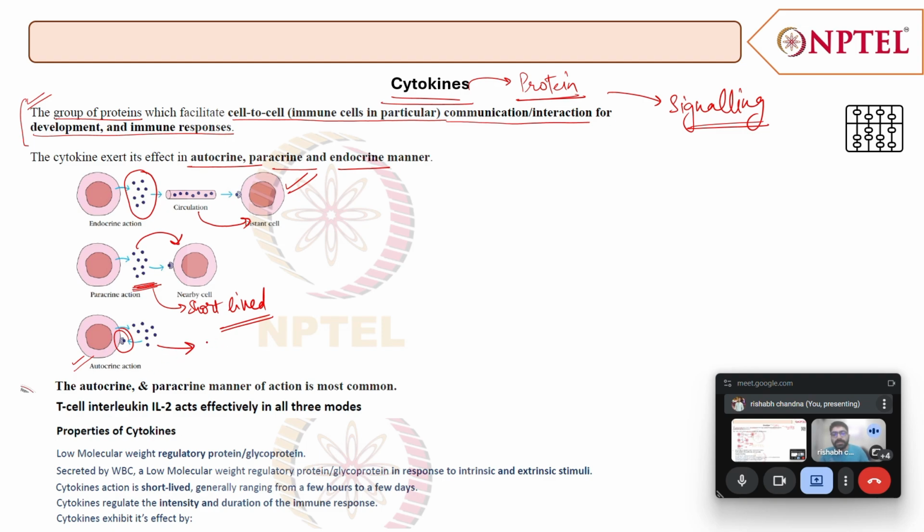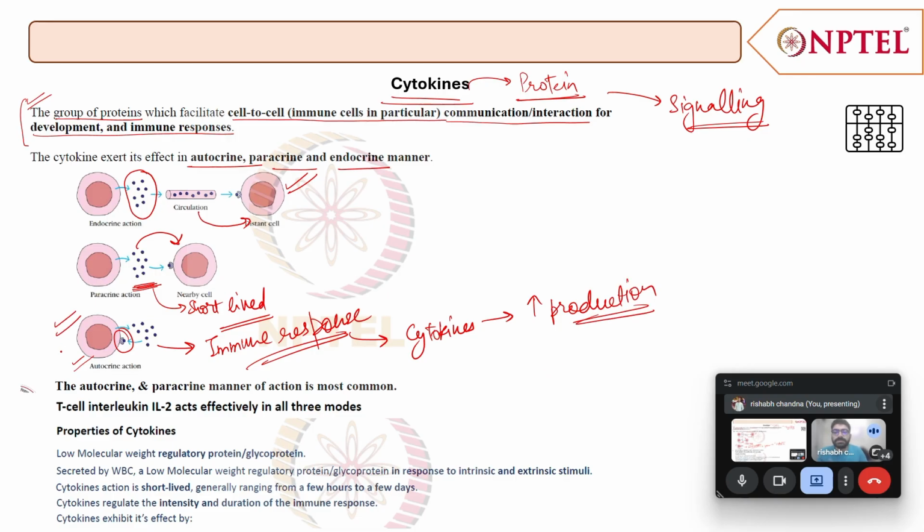So why does this happen? Whenever there is any immune response that needs to be taken care of, the cytokines help the cells to increase their production. That's why this autocrine function is very important. Mostly all the cytokines are autocrine and paracrine in nature. Apart from this, IL-2 can actually function in all three conditions. It can be endocrine, paracrine, and autocrine also.